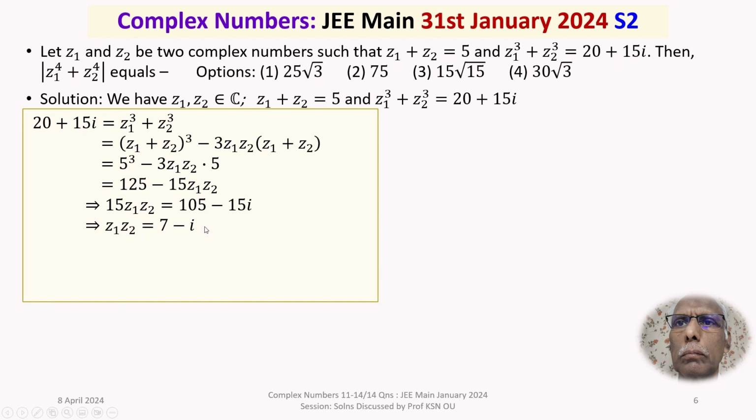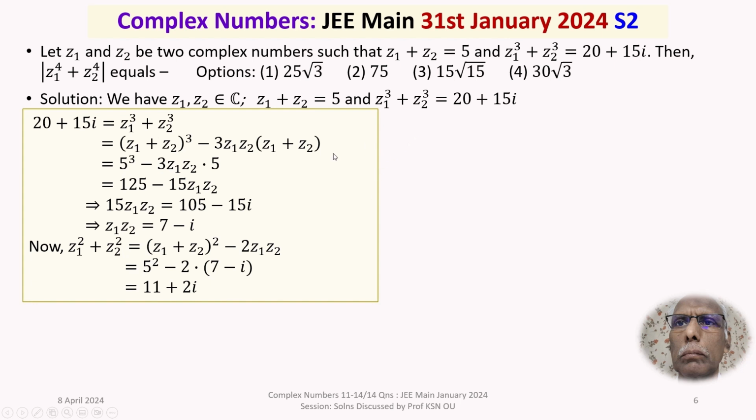Now, the plan is to find Z1 to the power of 4 plus Z2 to the power of 4. First, we will find Z1 square plus Z2 square. Z1 square plus Z2 square is equal to Z1 plus Z2 whole square minus 2 times Z1 Z2. So, this is 5 square minus 2 times Z1 Z2, which is 7 minus i. Simplify, we will get 11 plus 2i. So, Z1 square plus Z2 square is 11 plus 2i.